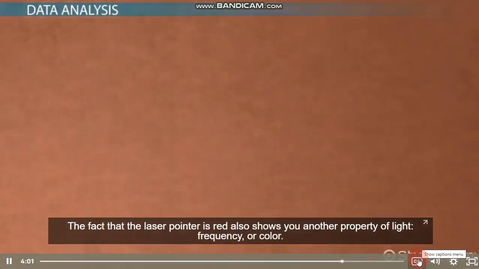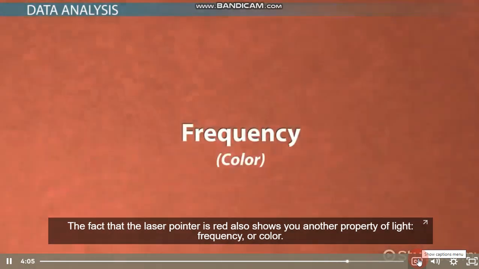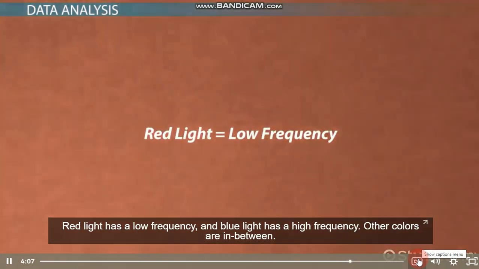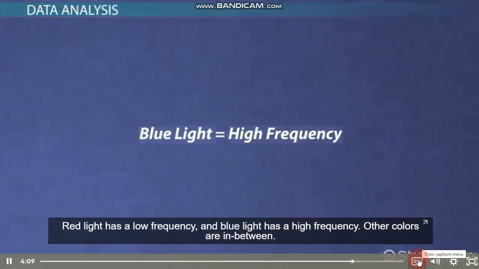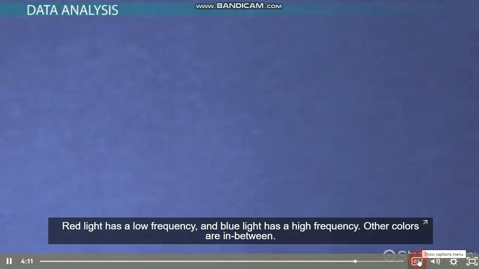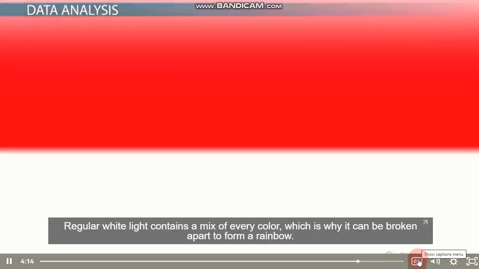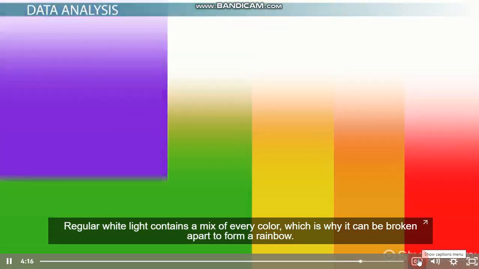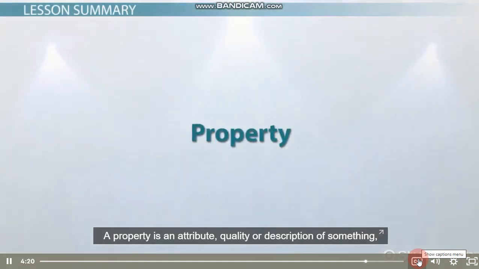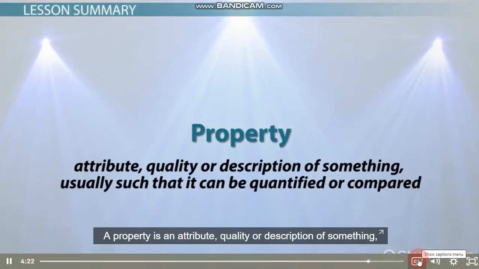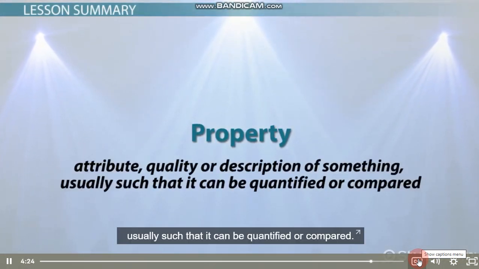The fact that the laser pointer is red also shows you another property of light, frequency or color. Red light has a low frequency, and blue light has a high frequency. Other colors are in between. Regular white light contains a mix of every color, which is why it can be broken apart to form a rainbow.